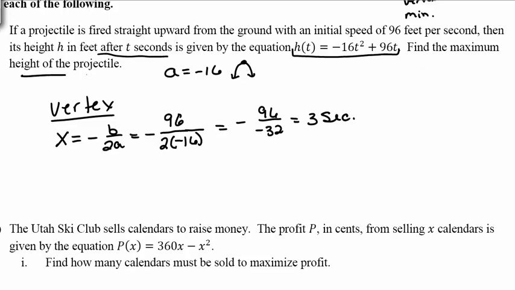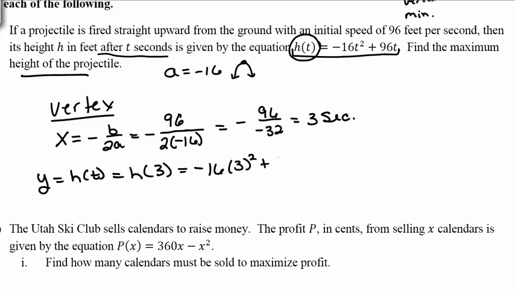And we need to find the height of this projectile. And h of t, or y, is our height for this one. So we need to find the value h of t. So that would be putting this 3 into our height function. So negative 16 times 3 squared plus 96 times 3.